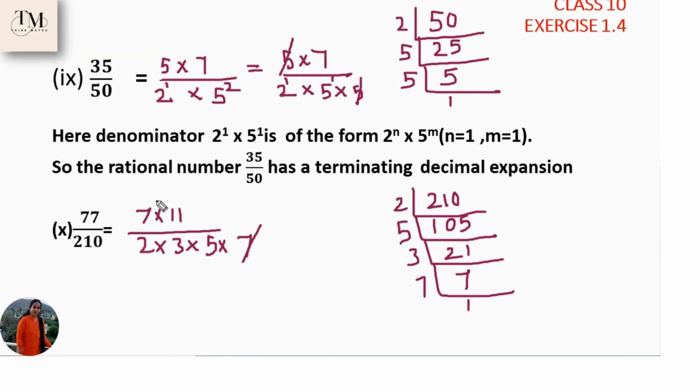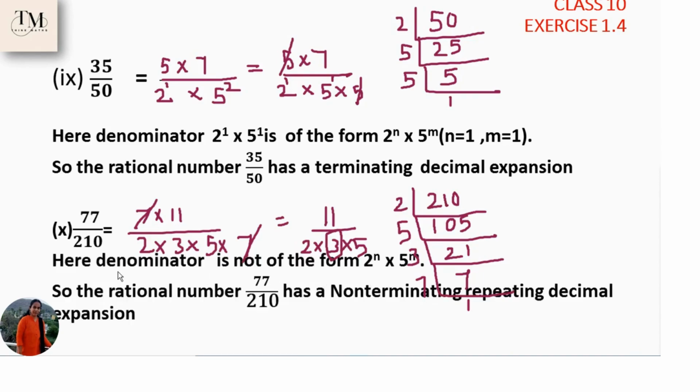Here 1 7 gets cancelled. So it will be 11 divided by 2 multiplied by 3 multiplied by 5. So here an extra 3 appears. Okay. So the denominator is not of the form 2 power n into 5 power m. So the rational number 77 divided by 210 has a non-terminating repeating decimal expansion.